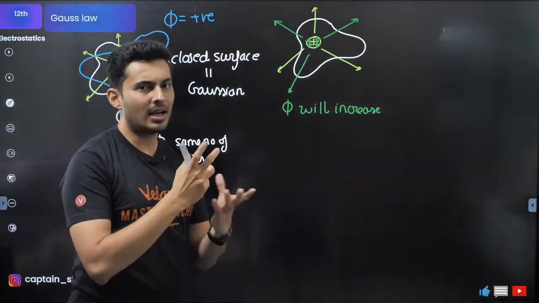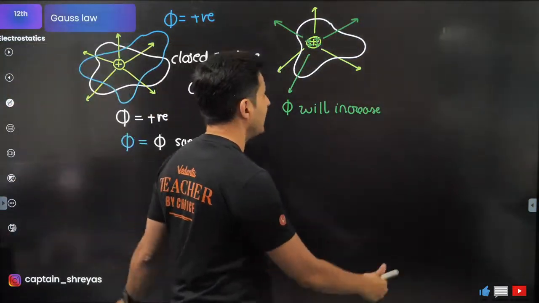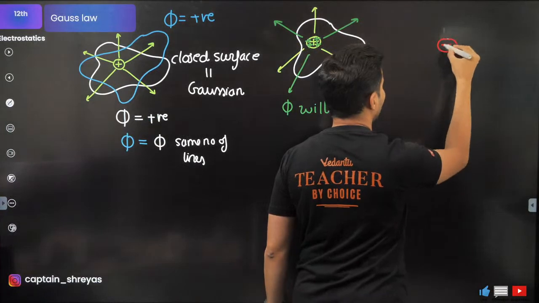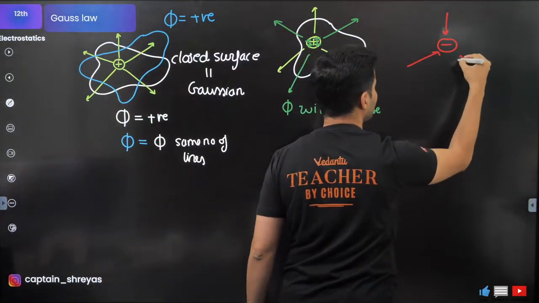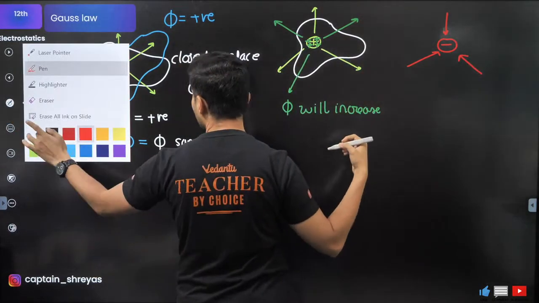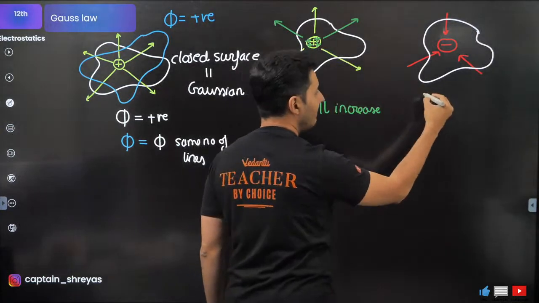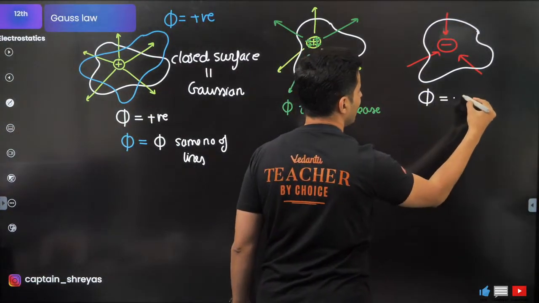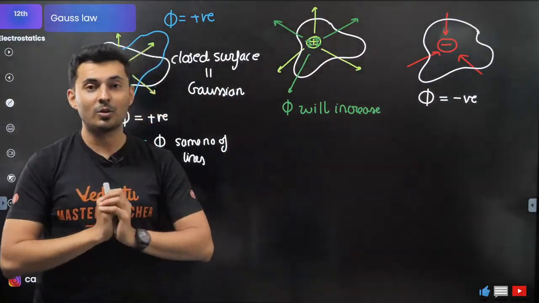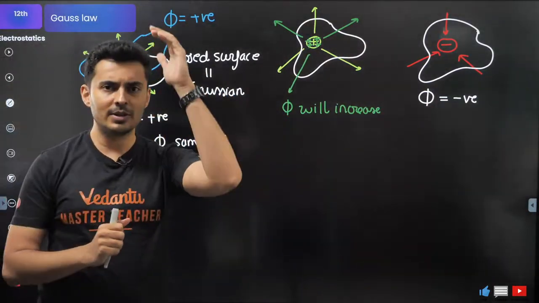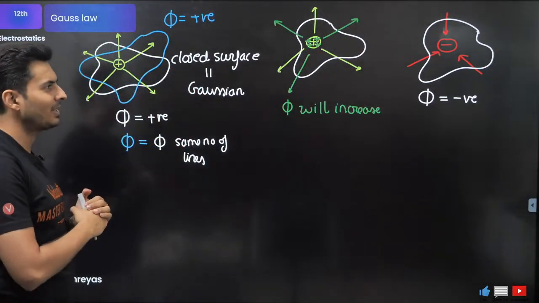Great. Now let's try out something else. What if I take a negative charge? I know that the electric field lines will come inwards. Now, if I take some random surface around it, I will see that this flux is definitely going to be negative by sign convention. Any field lines which go inside a closed surface is negative. Everybody with me on this? Awesome. Now comes the next part.